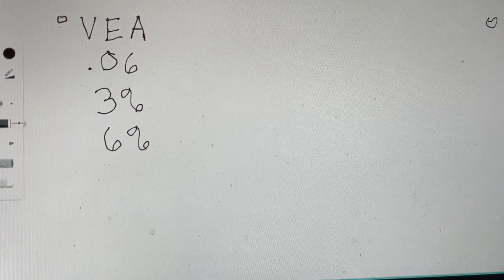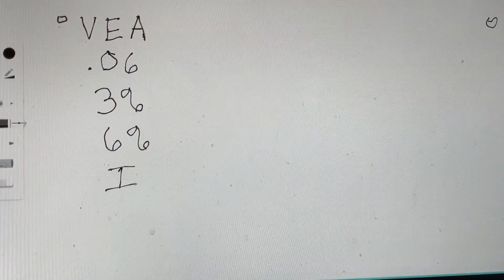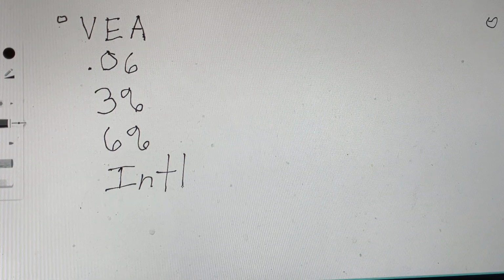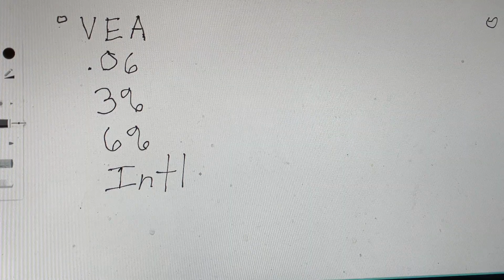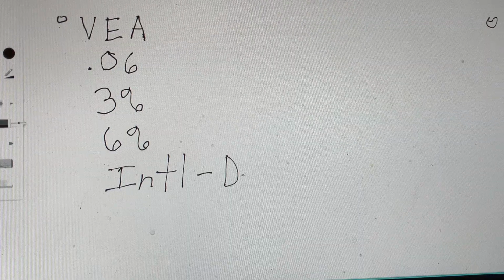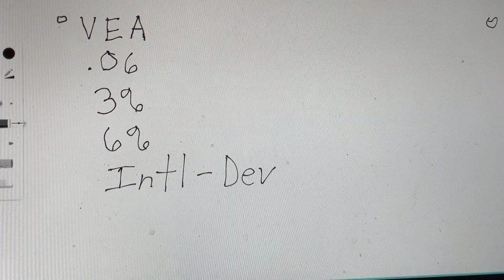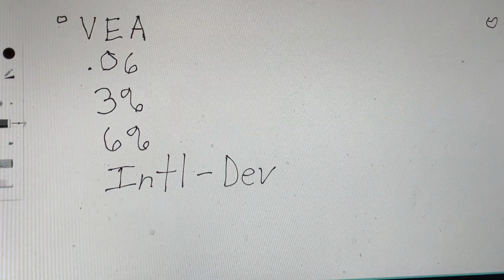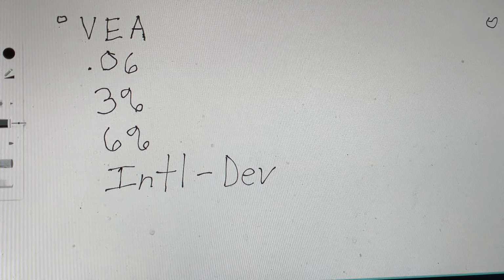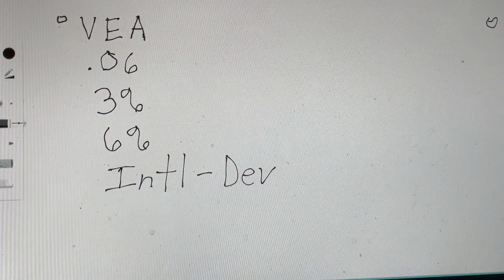What is the index? VEA is going to be international. And it's going to be developed market. So the two main categories of international companies or international stock is either developed or emerging market.